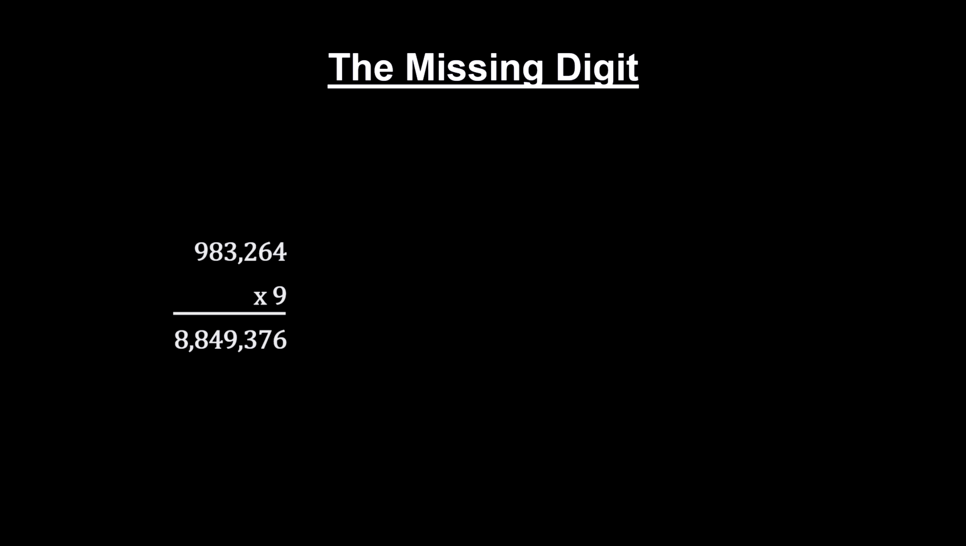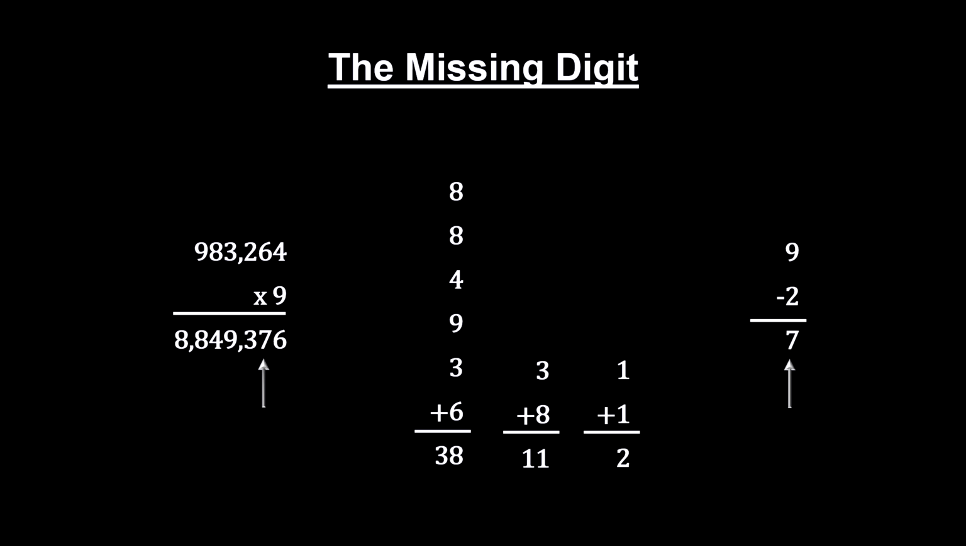Here's one of them. Multiply 9 times any number, say 983,264. Pick one of the digits in the product. We'll pick the number 7. Now add up the remaining digits. If the answer has more than one digit, add them. Repeat the process until you get down to a single digit. Subtract that digit from 9, and you get the number you picked out of the original product. This will work no matter which digit you choose to remove from the product.